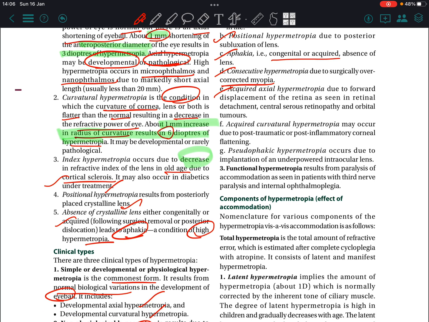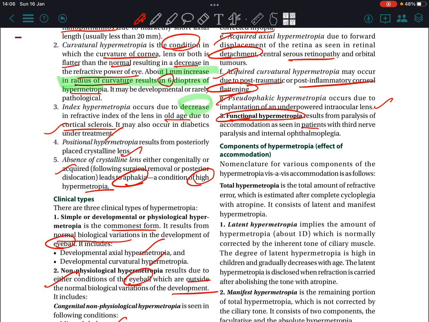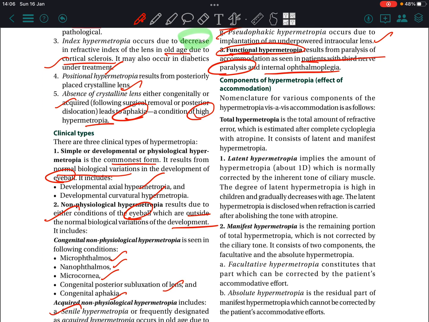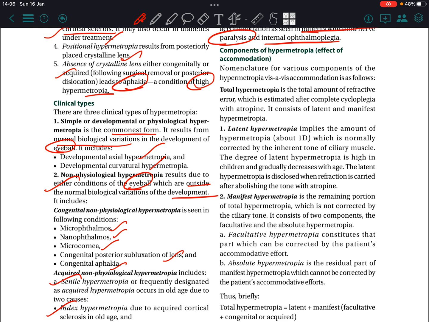Acquired axial hypermetropia is due to forward displacement of the retina as seen in retinal detachment, central serous retinopathy, and orbital tumors. Acquired curvature hypermetropia may occur due to post-traumatic or post-inflammatory corneal flattening. Pseudophakic hypermetropia occurs due to implantation of an underpowered intraocular lens. Functional hypermetropia results from paralysis of accommodation as seen in patients with third nerve paralysis and internal ophthalmoplegia.